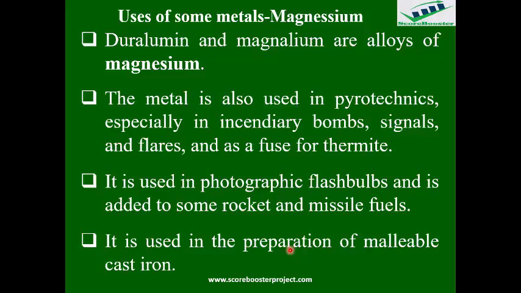The metal is also used in pyrotechnics, especially in producing bombs, signals, and flares. So there's a fuse for thermite in the thermite reaction. Don't forget we talked about the thermite reaction last class. It is used in photographic flash bulbs and is added to some rocket and missile fuel. It is used in preparation of malleable cast iron. Magnesium is very, very useful. Even some compounds of magnesium are used in medicine, like the antacid magnesium hydroxide, which is used to alleviate the effects of ulcer in ulcer patients.